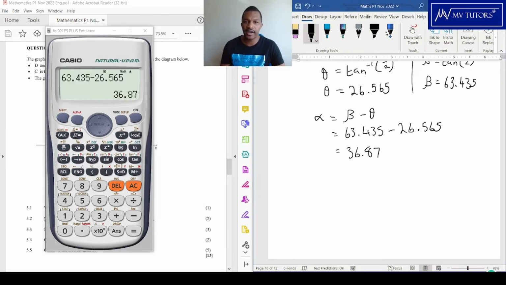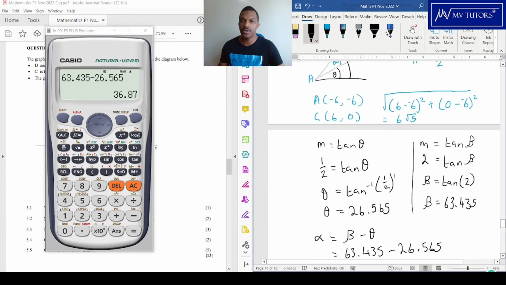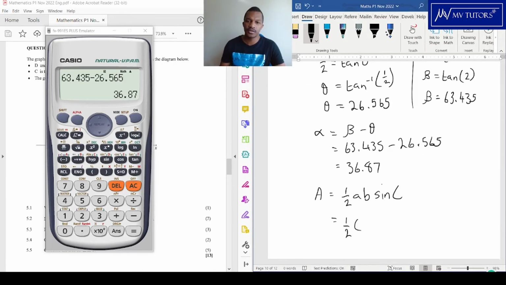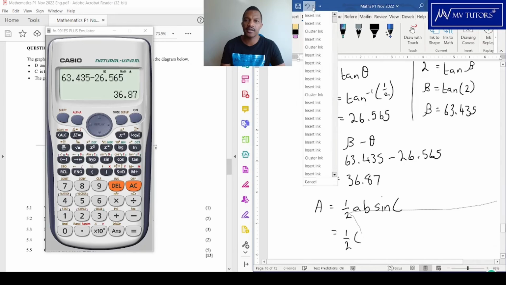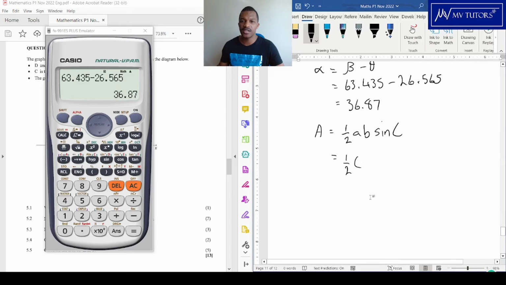Okay, now I can go ahead and solve the area, which is a half A B sine C, which is alpha. Okay, a half. Now A, we solved it. We said it's 6 square root of 5. So we put it there. Oh, my bad. What did I just do? Let me just check back. Oopsie. Okay. It's 6 square root of 5.